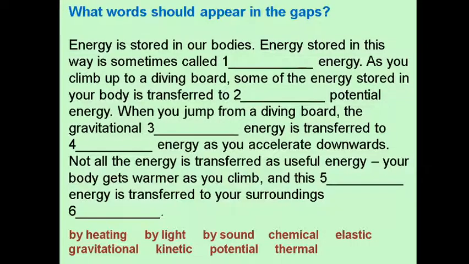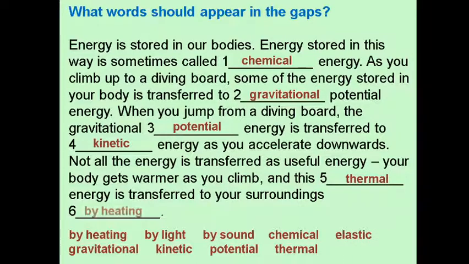So there's a little activity here for you to do. What you can do is have a look at the terms in red at the bottom, and look at the gaps in the paragraph, read through the paragraph, decide which words go in the gaps, and then you can unpause the video and come back for the answers. Okay, so for number 1 you should have got chemical, for number 2 gravitational, for number 3 potential, for number 4 kinetic, number 5 was thermal, and number 6 was by heating. Hope you did well.